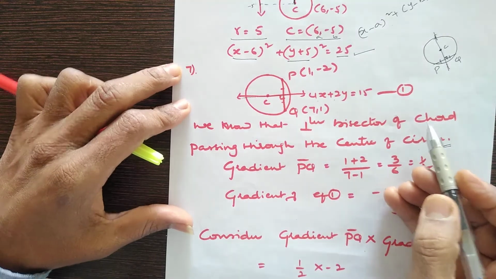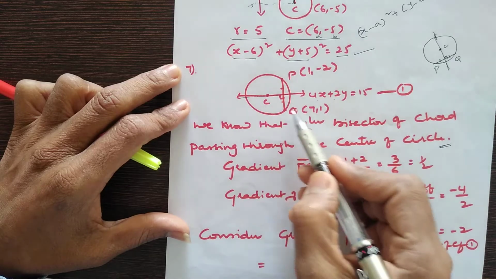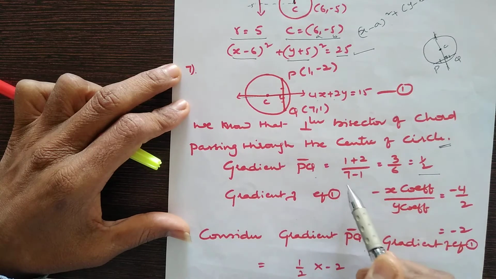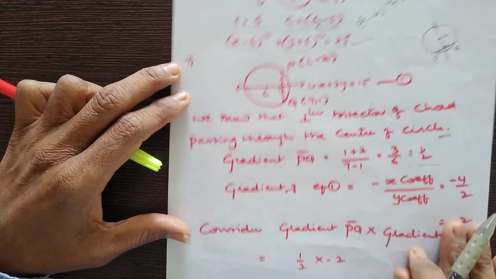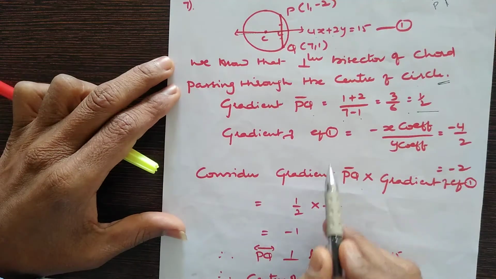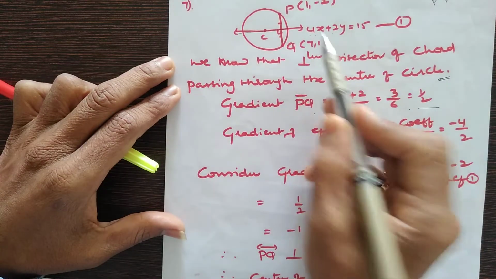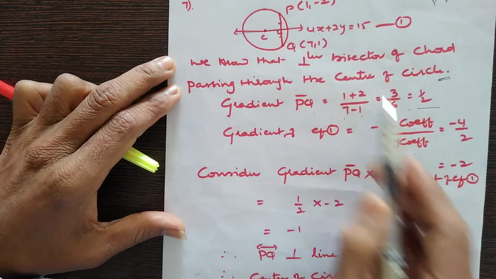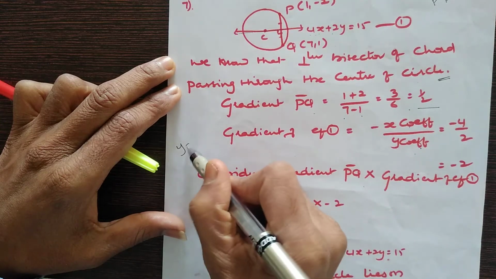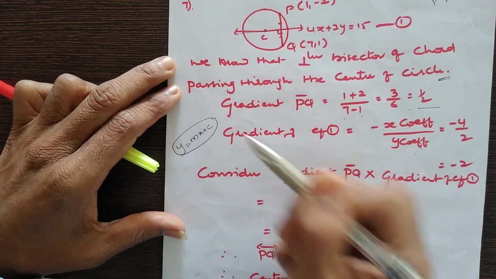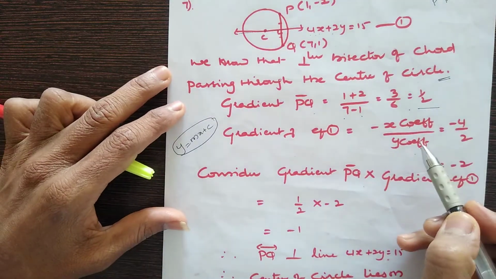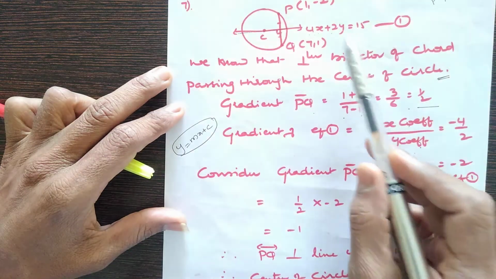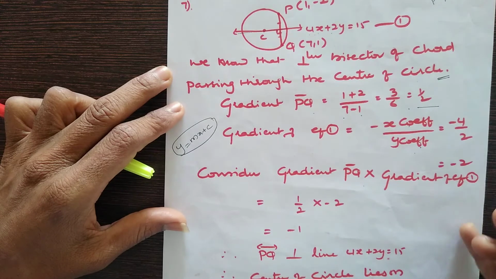This is our concept. Now first find the gradient of PQ. The gradient of PQ is (y2 minus y1) by (x2 minus x1); if you simplify, you will get 1 by 2. And the gradient of equation 1, which is in the form ax plus by plus c equals 0, is minus x coefficient by y coefficient. Or else we can convert to y equals mx plus c also; any method you can do. So minus x coefficient by y coefficient, which is minus 4 by 2, so minus 2.